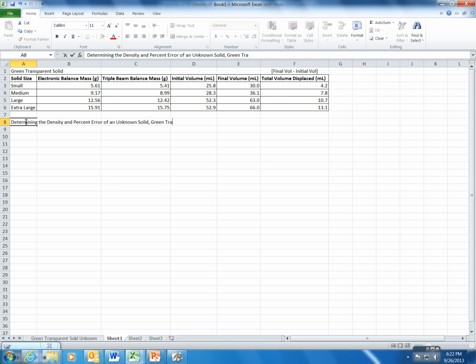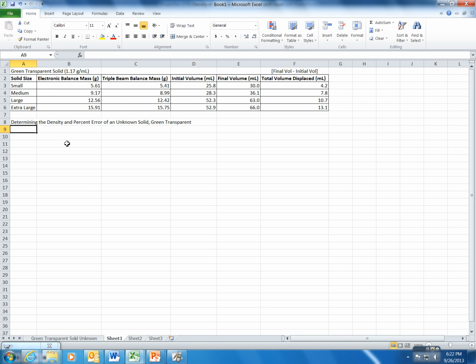Green, transparent. Okay. Up here on this original title, I'm going to add something to it. And you'll be able to add this to yours tomorrow. I'm going to look up the known density of my unknown solid, okay? And I have a little booklet here that tells me what the density of all those solids was, and it says that a green transparent solid has a density of 1.17 grams per milliliter. So that is a piece of data that I'm going to use down here in determining my percent error.